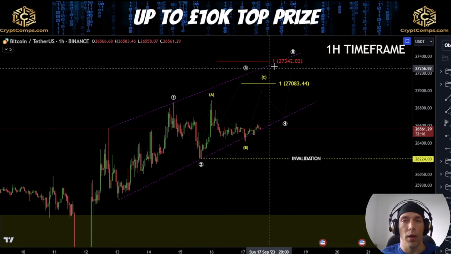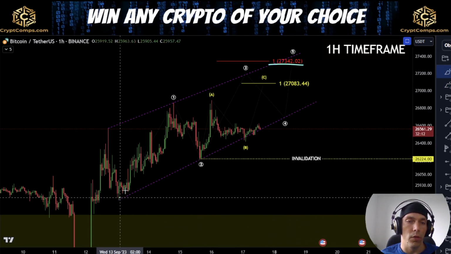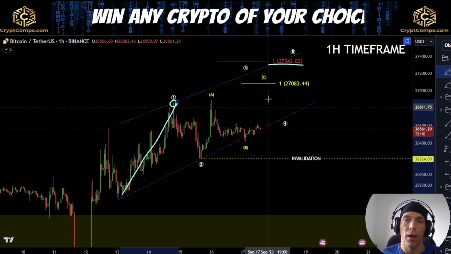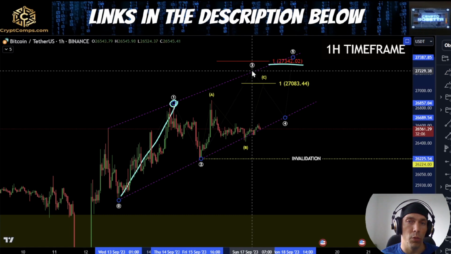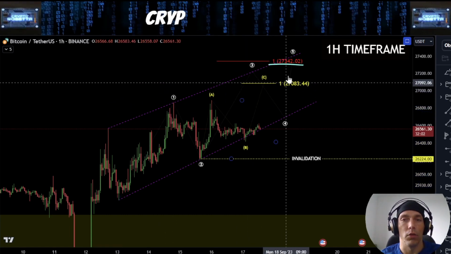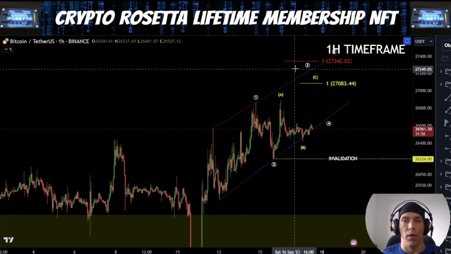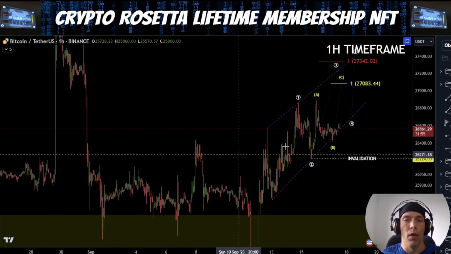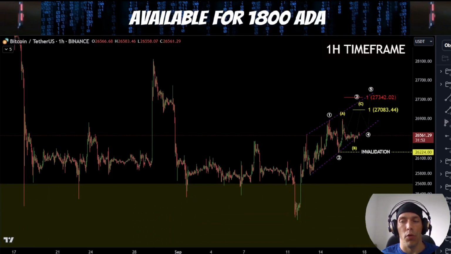I will be looking out for this 27,342 because this is the length of this wave 1 here. So if we cross this, this cannot be a diagonal pattern anymore. This wave 3 should be shorter than that target if we do see that continuation and a push to the upside. So that's what I'm looking for here within the idea that this could be just a corrective structure more locally here before looking for a break to the downside.